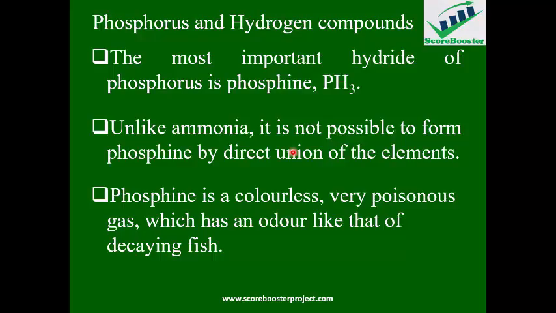So phosphine is a colourless gas and very, very poisonous. It means you can't handle it the way you can handle some other compounds that are not poisonous. So you have to be very, very careful when handling it. It has a smell like that of a decaying fish, so the smell is offensive, like we have in hydrogen sulfide. Ammonia has a very sharp, pungent smell. In this case it is an offensive smell.